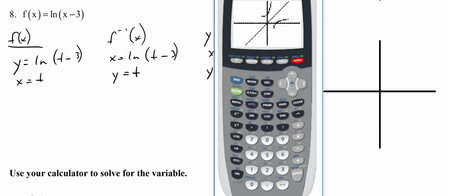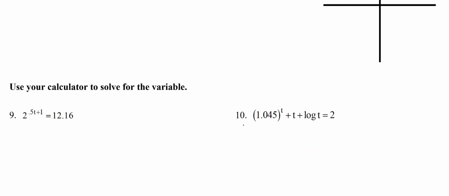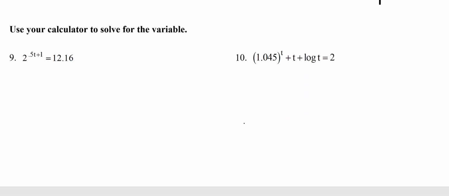Okay, so the last part of this is using the graphing calculator to solve for a variable. Now, a lot of you guys will look at number 9, you'll say, well, Mr. Curtis, I can just take the log of both sides and move the exponent down. I'm like, yeah, okay, you can. But I'm going to show you a different way to do it, because number 10, you can't do that.